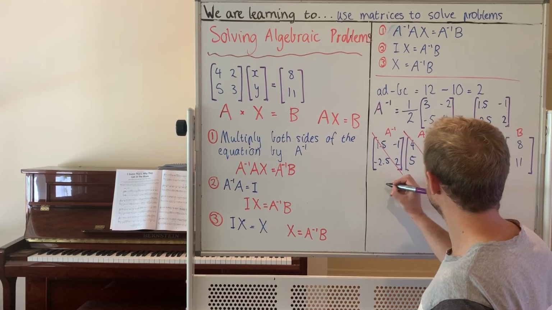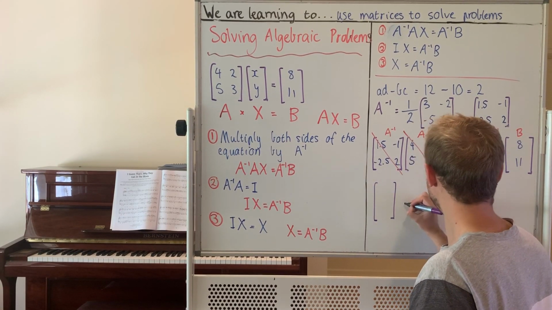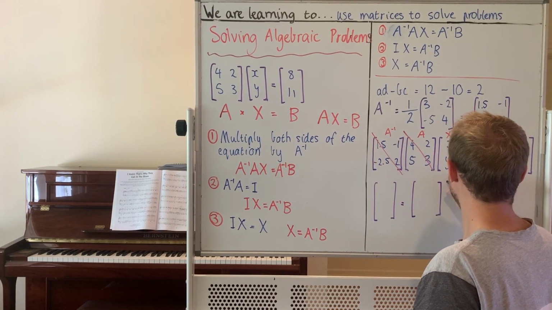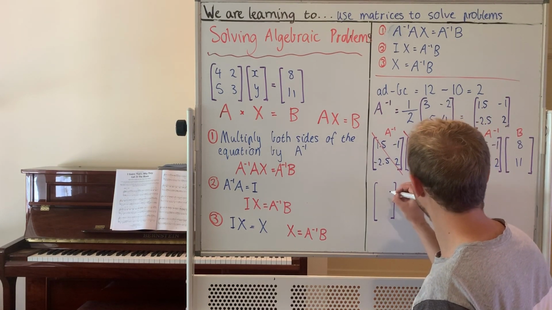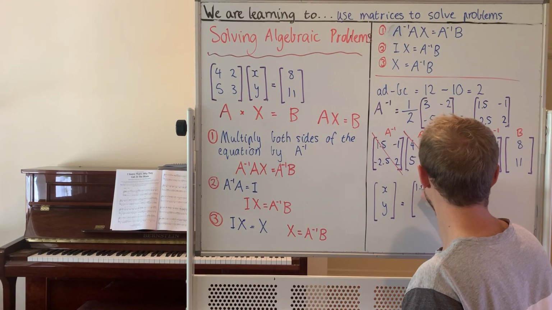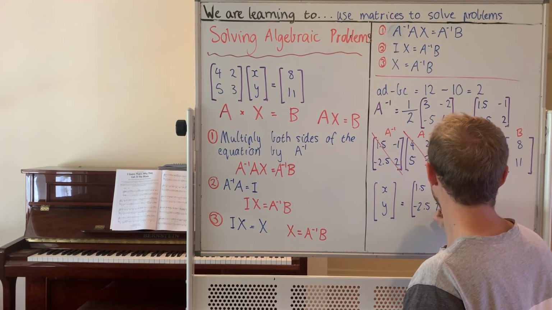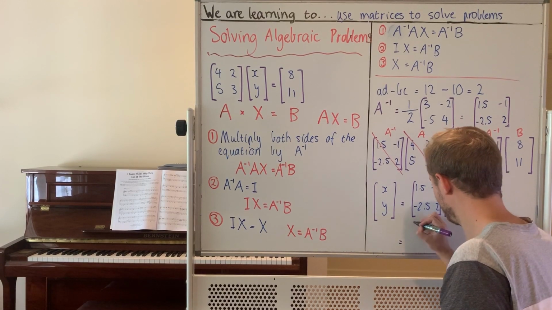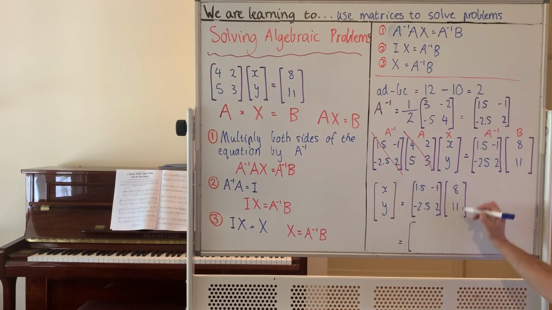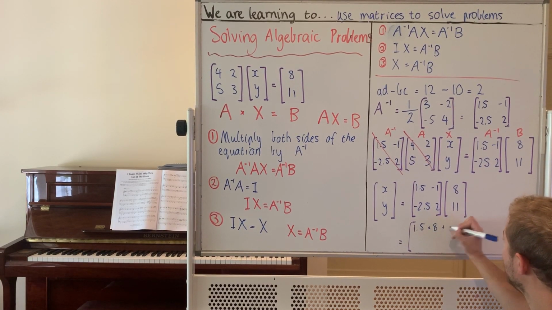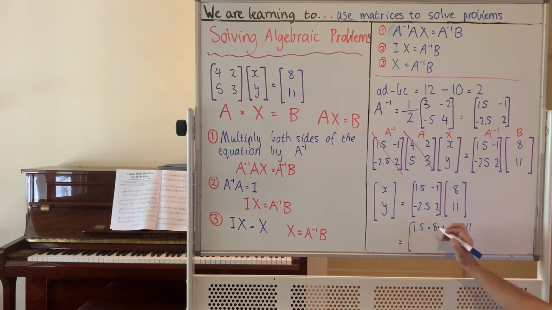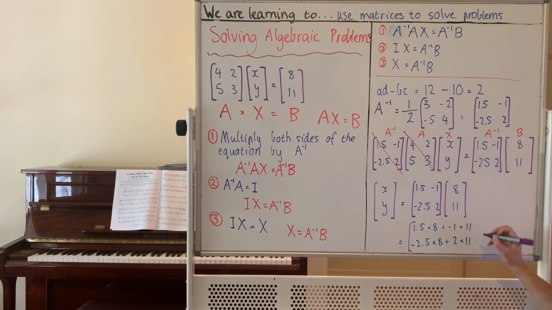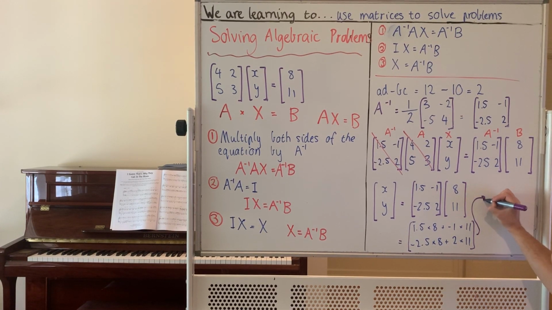So I'm just going to rewrite this again. So it's going to be the matrix X is equal to the inverse of A multiplied by B. Now we pretty much just have one more step. Multiply these two matrices together. Don't know if I'll fit it, but I'll try. Alright, so row and column, 1.5 times 8 plus negative 1 times 11. Row and column, negative 2.5 times 8 plus 2 times 11. Sorry, it's getting a bit messy.